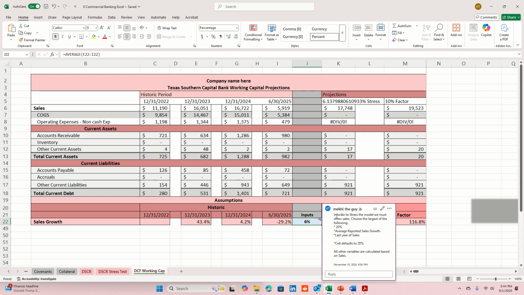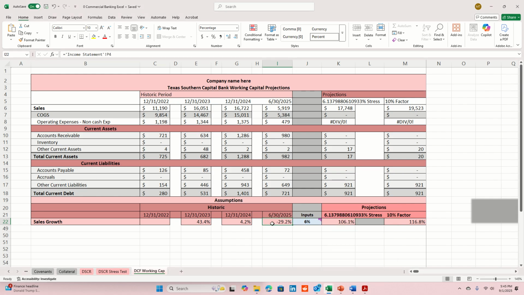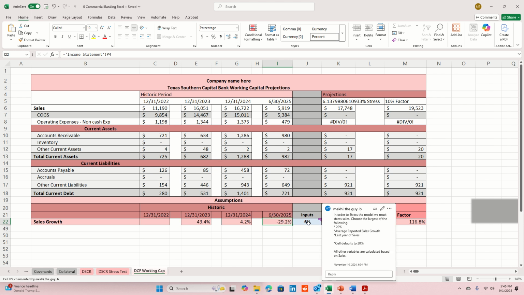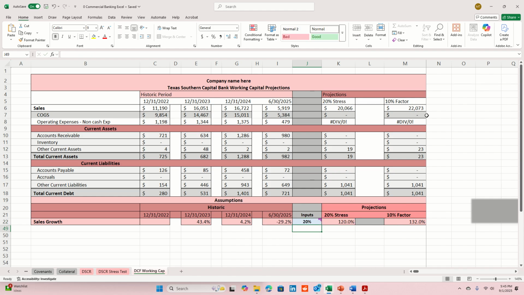Now, as we say here, in order to stress the model, we must take the largest of the following. So we don't want to take the average reported sales growth, because remember, the average reported sales growth is less than 20%. And our most recent sales growth is a negative 29%. So in order to stress our model, we're going to do 20% so that we can be conservative. We're going to assume that sales go up by 20%.